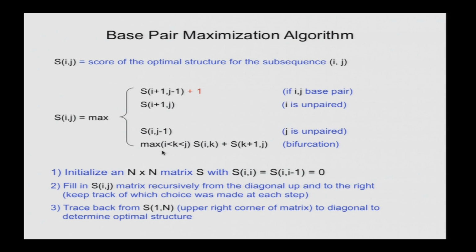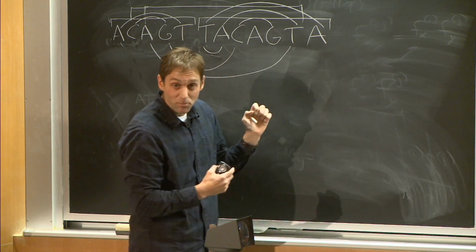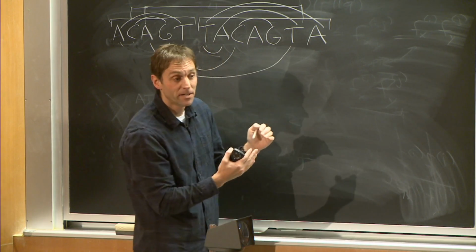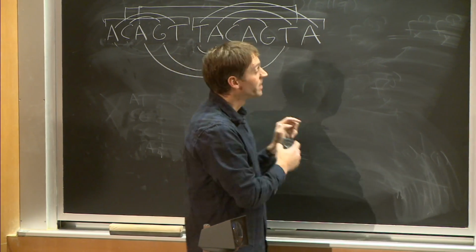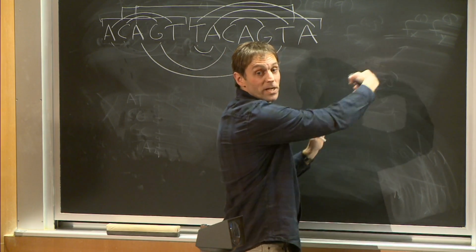And then you keep track of the optimal score, which is going to be the sum of base pairs, and then you also keep track of how you got there. What base pair did you add, so that you can trace back. And then when you get up to the upper right corner of this matrix, you then trace back.